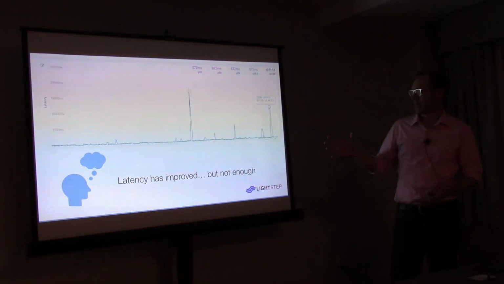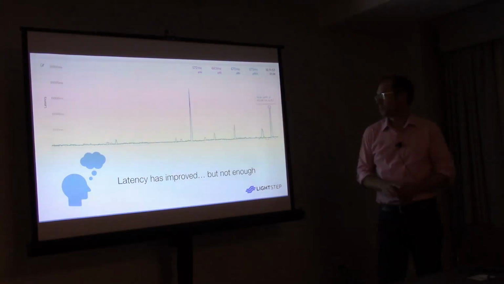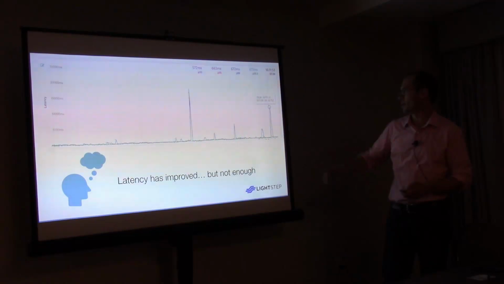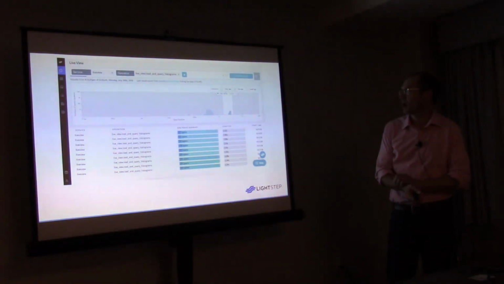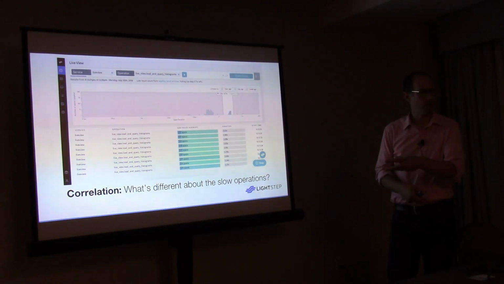So things got a little better, like here's our blip from before, but it's still not as good as I'd like it to be. In fact, there's still a 12-second request here, so that's pretty long. So let's keep digging a little bit further. Let's go back and look at this histogram and see if I can zoom in on one of these clusters.